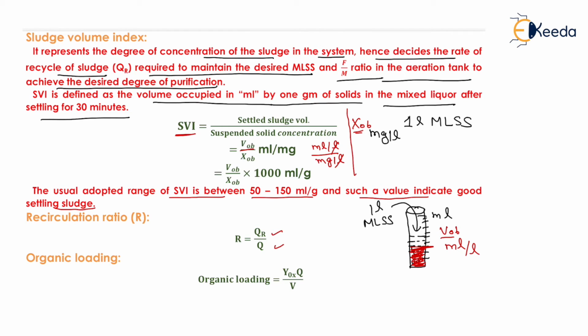Now if we want to determine the organic loading, we had already discussed in the trickling filter that it will be equal to Q into influent BOD divided by volume. Here the influent BOD will be replaced by Y naught, so organic loading will be equal to Q into Y naught upon V in kg per meter cube per day. Okay, that will be the organic loading, and that will be all about the activated sludge process. Clear to all?